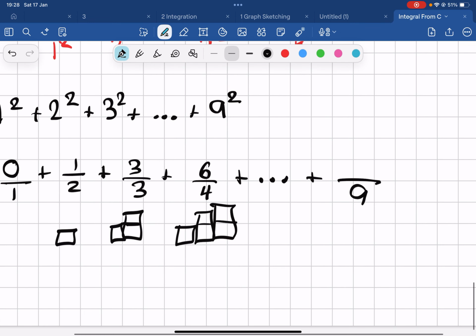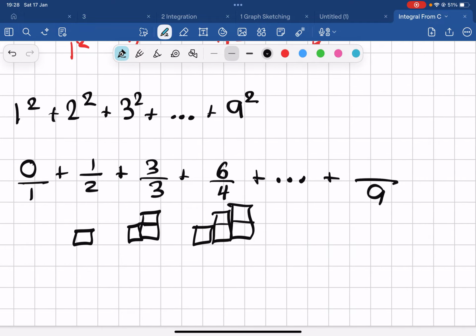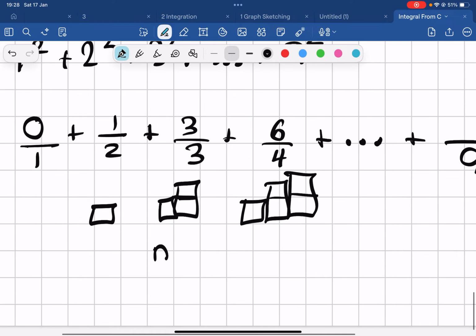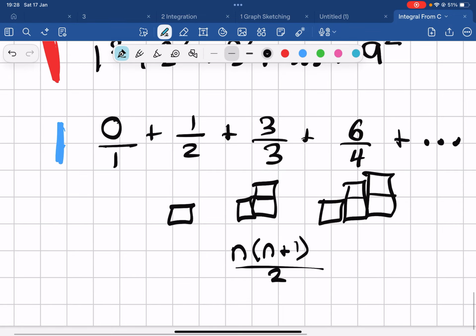Alright, so we would have had 1, 3, 6. Now the rule for triangle numbers follows this: n times n plus 1 over 2. Now let's check. When n is 1, 1 times 2 divided by 2, which is 1. Fine, it doesn't perfectly align because we started at 0 over 1. That's fine.